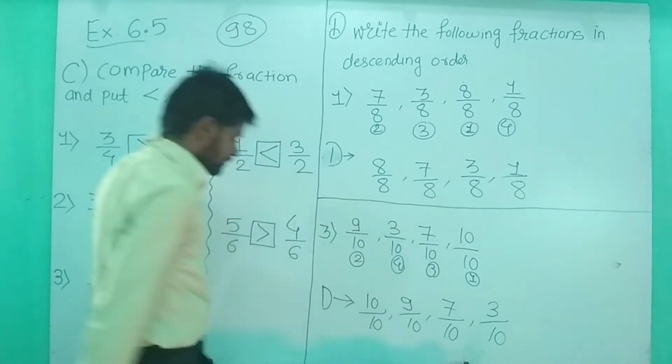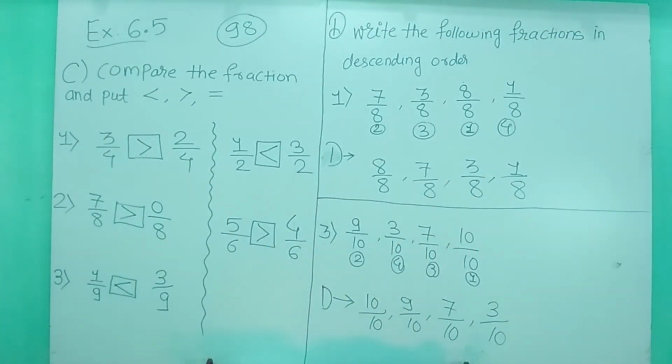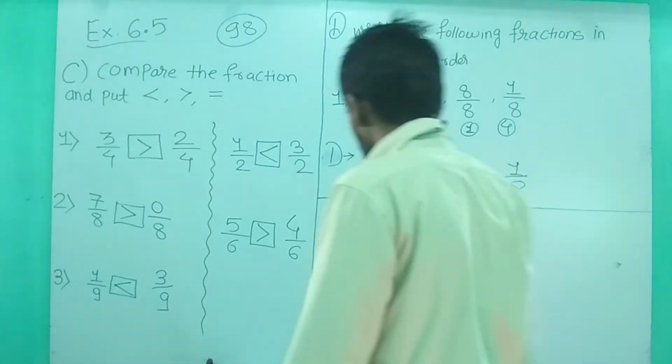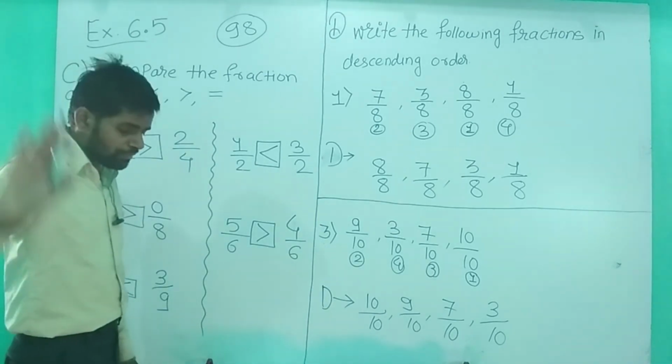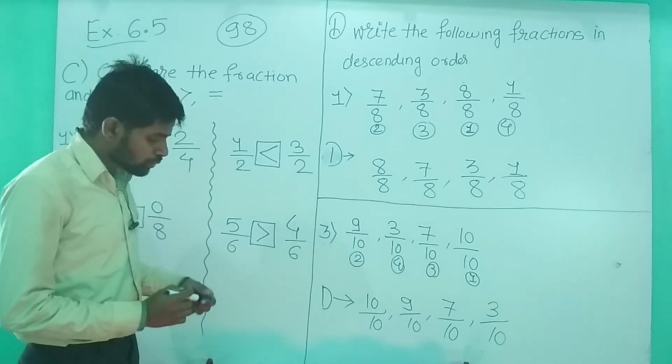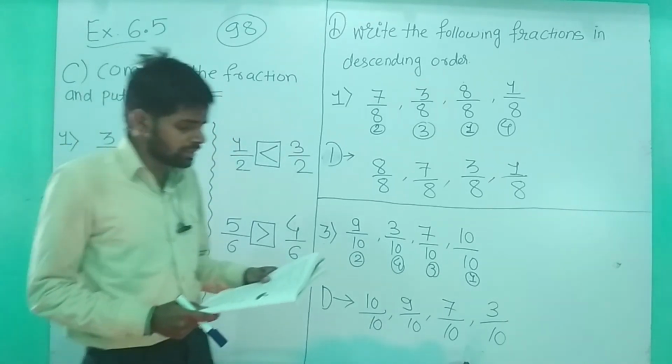Is it visible in camera or not? First of all, let's see. Okay, it is visible in camera. Okay, dear students, so Exercise 6.5 is finished here. Exercise 6.5 is finished. It is finished, right? Very good, if it is finished, that's good.